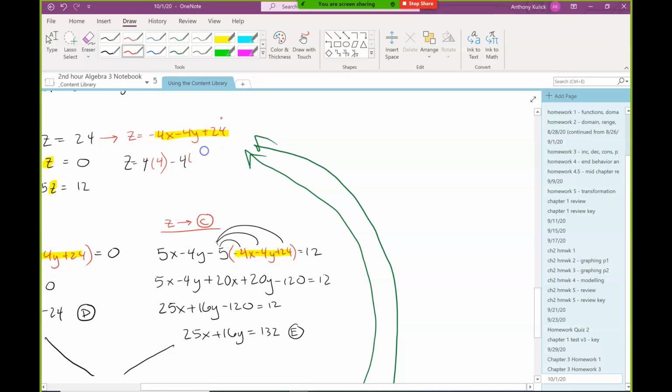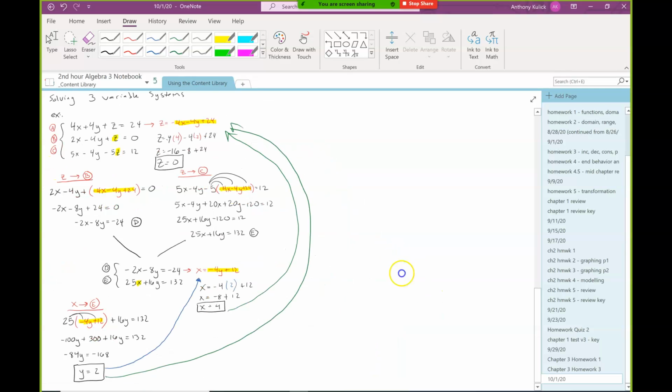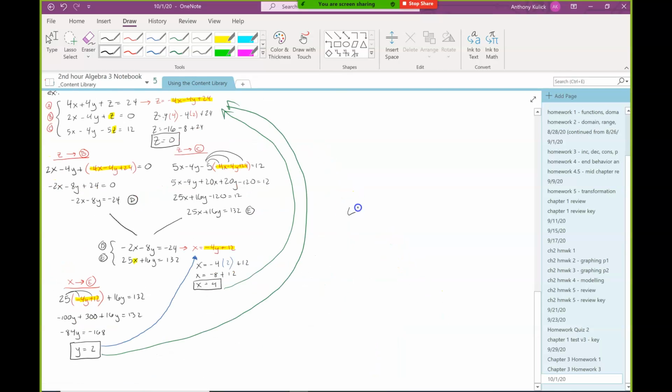Oops, that's a 2. When I do that, I get negative 16 minus 8 plus 24, which when I add those up, gives me 0. So my solution then is 4, 2, 0.